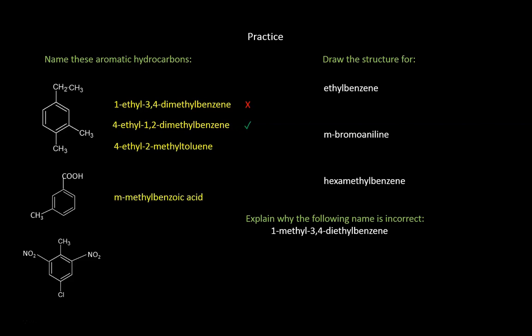Here's the next answer: meta-methylbenzoic acid, or 3-methylbenzoic acid. And here is the third one, 4-chloro-2,5-dinitrotoluene. Your structures hopefully look like these.